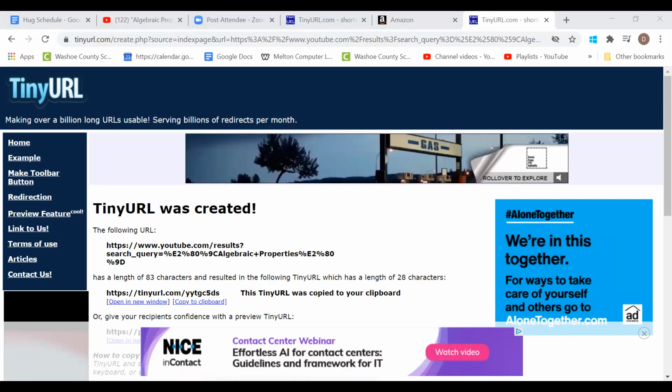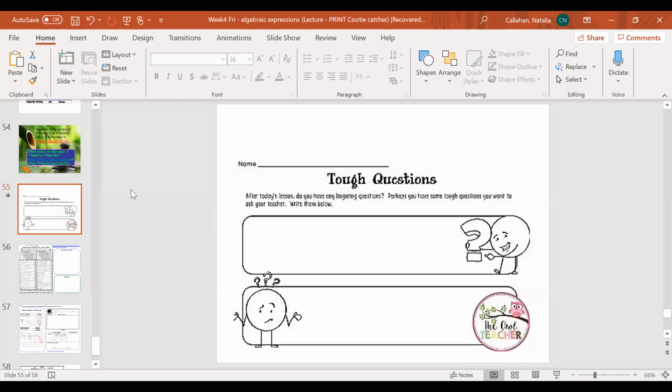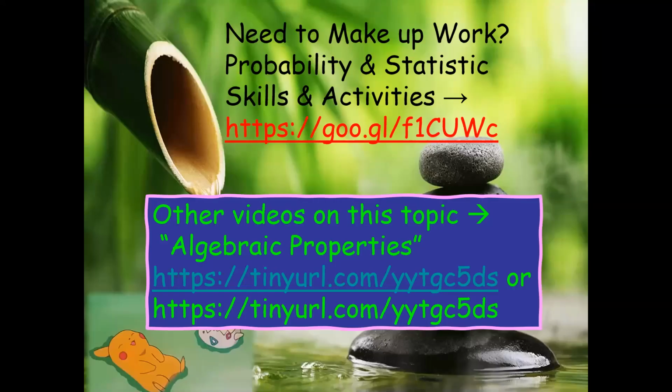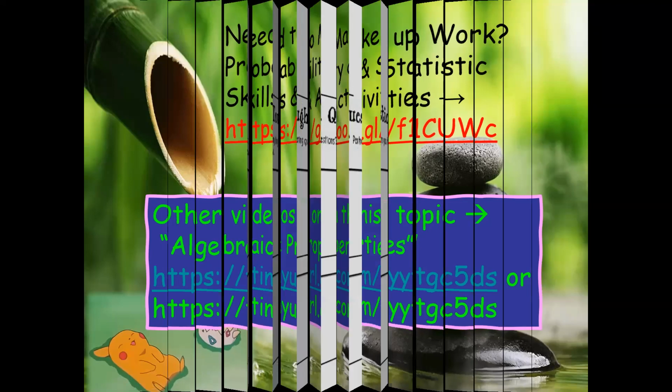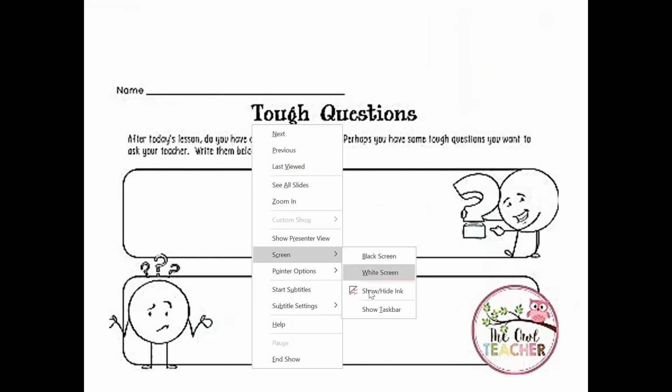Okay, very last reflection is after today's lesson, actually you can't see that, so let me go back to this. Okay, here we go. So here is the video right here. So type in the tiny URL and you have access to all of the videos on the topic algebraic properties on YouTube. Then for your reflection today, after today's lesson, do you have any lingering questions? Perhaps you have some tough questions you want to ask your teacher, write them below. You can go ahead and write this anywhere on your guided notes in the white packet.